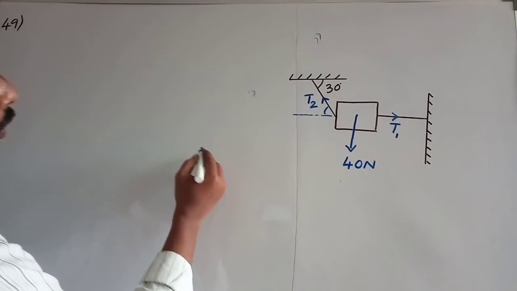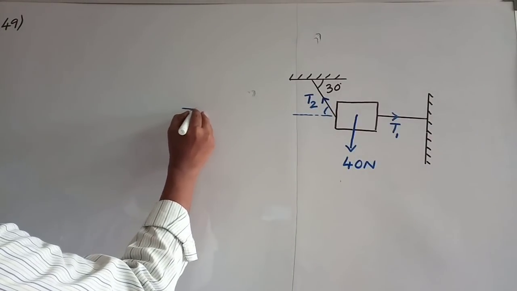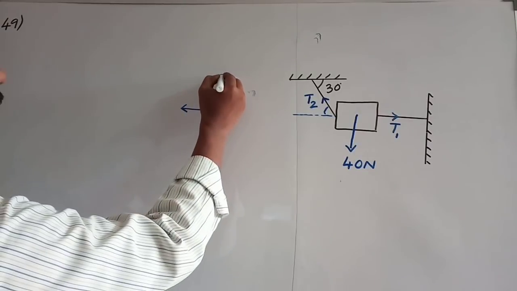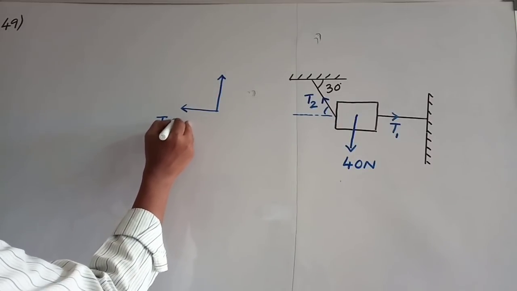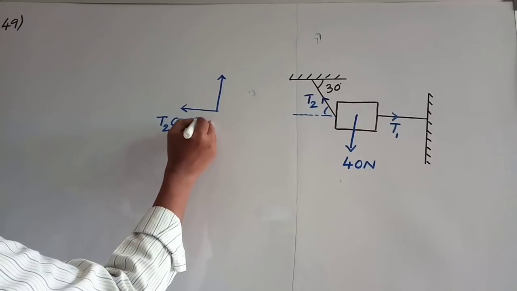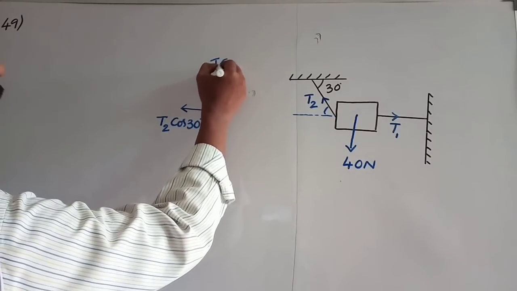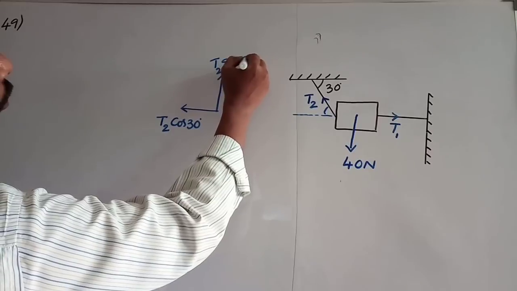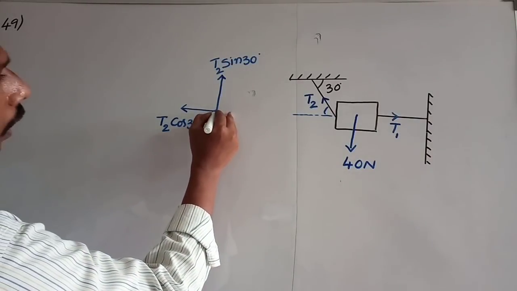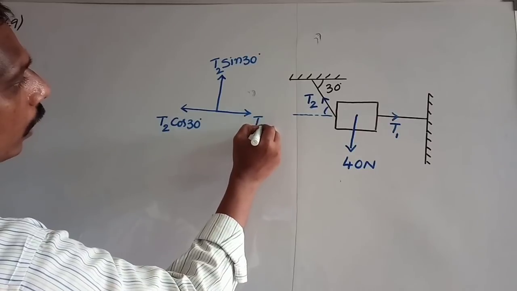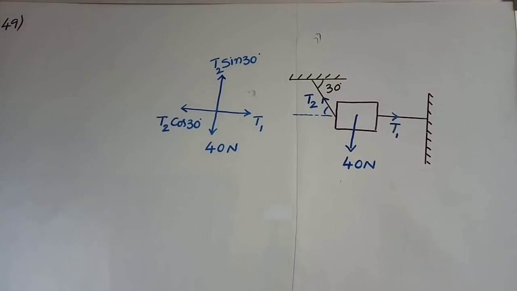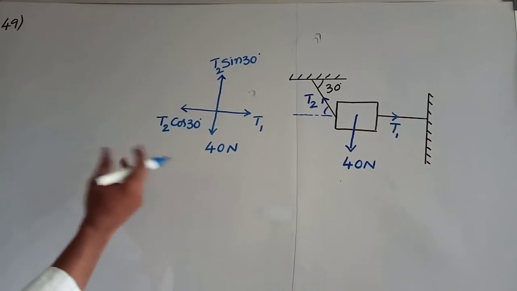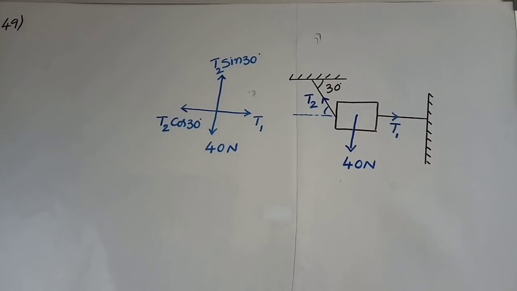You resolve this tension into two components. The component acting along the horizontal direction is T2 cos 30 degrees and the component acting vertically upward is T2 sin 30 degrees. And T1 tension is acting towards right and 40 Newton is acting downward. In this case, block is in equilibrium. Equilibrium means net force acting along x-axis equal to 0, net force acting along y-axis equal to 0.